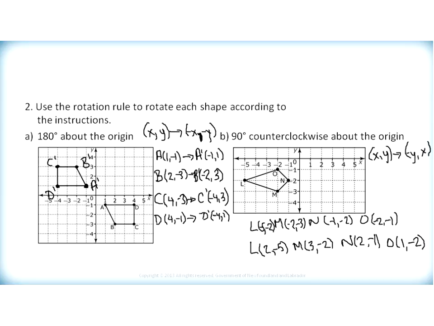So I plot those new points. 2, -5. It's going to be right down here. So this is L prime. Oh, I didn't put primes here. L prime, M prime, N prime, O prime. M prime is 3, -2, right here. N prime is 2, -1, which is right here. And O is 1, -2. O prime, that is, sorry, which is right here. So I'm going to get my ruled line, and I'm going to connect those dots.